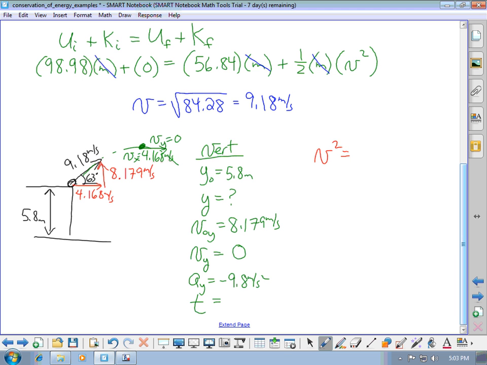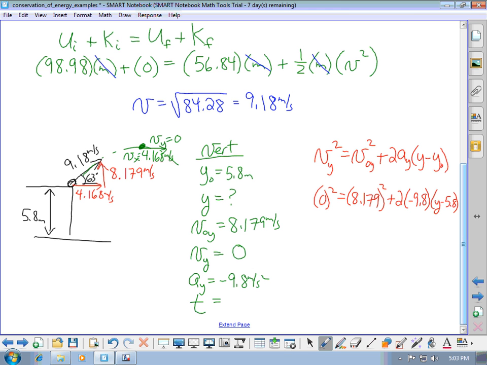So to solve this, I can use the kinematics equation that relates the initial and final speeds to the acceleration and the initial and final heights. So the third equation on our sideboard. So we have 0 equals 8.179 squared plus 2 times negative 9.8 times y minus 5.8. Again, we have to take into account that she was starting 5.8 meters above the water already, and they want the total height above the water. So we need to have that included.